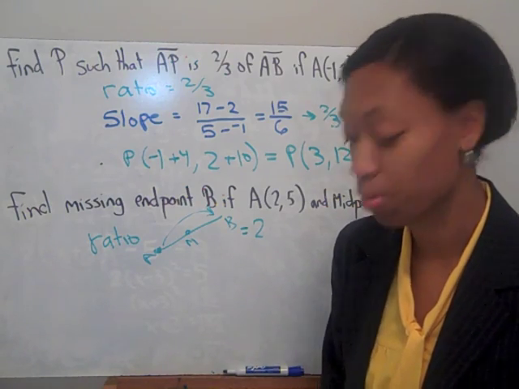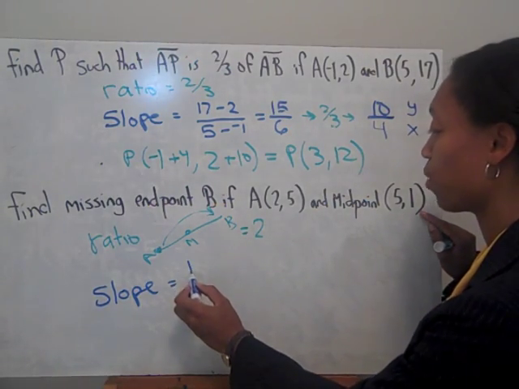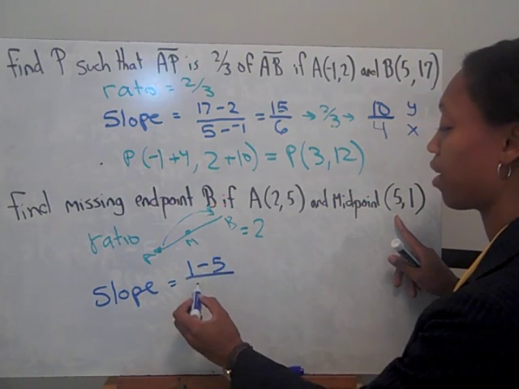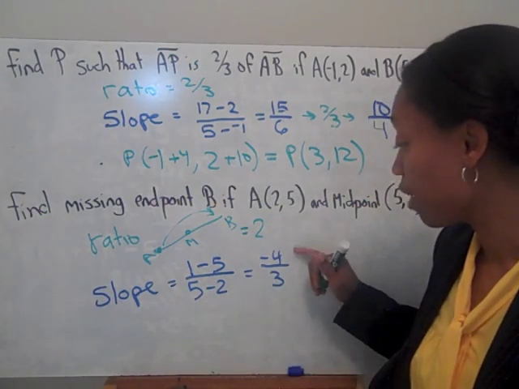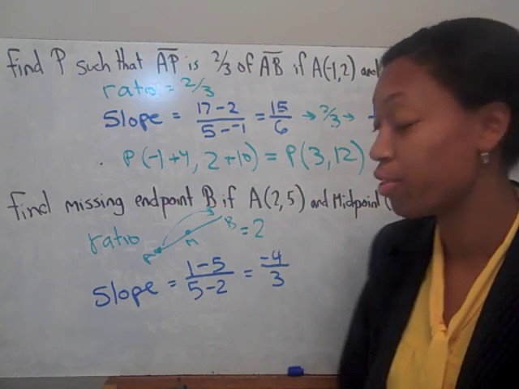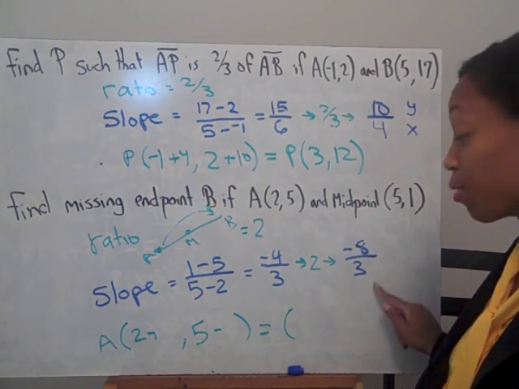Now I find the slope. My slope ends at 1 and came from 5, ended at 5, came from 2. So that gives me -4/3. When I multiply that by my ratio of 2, I have -8/6.